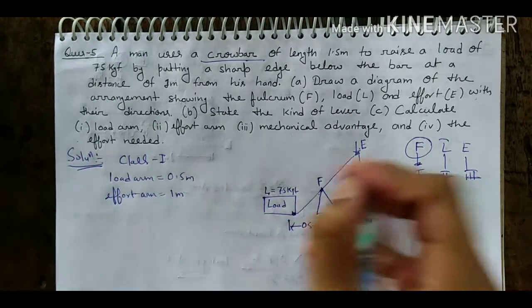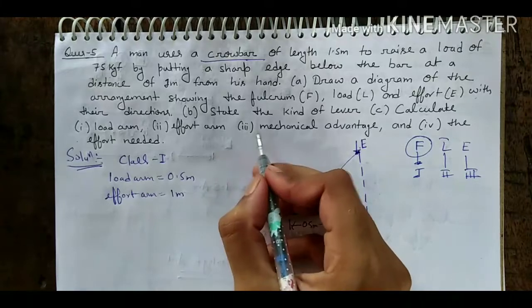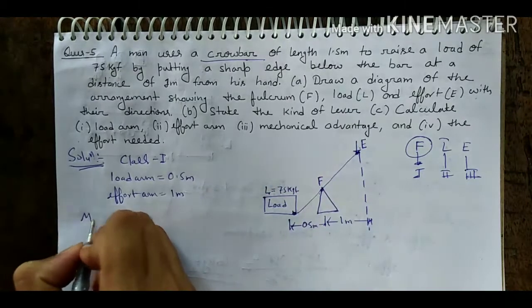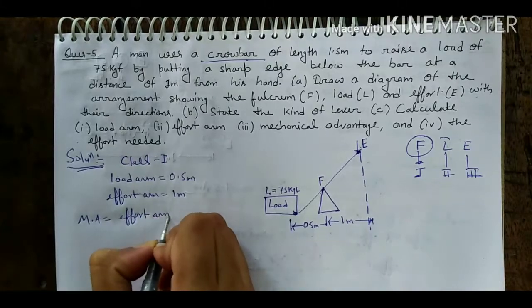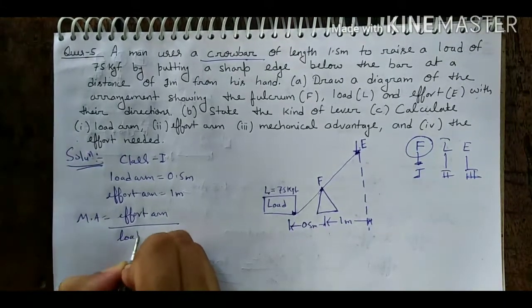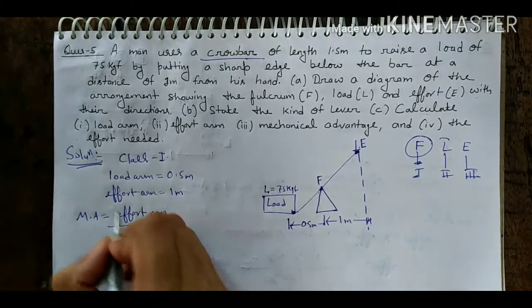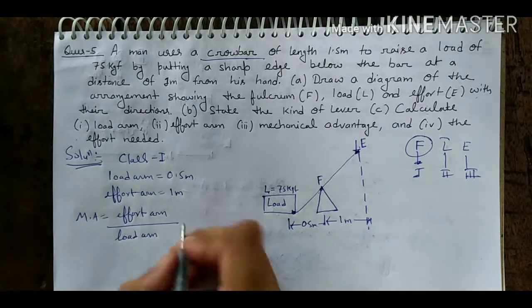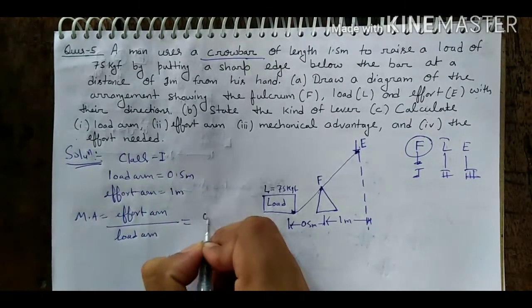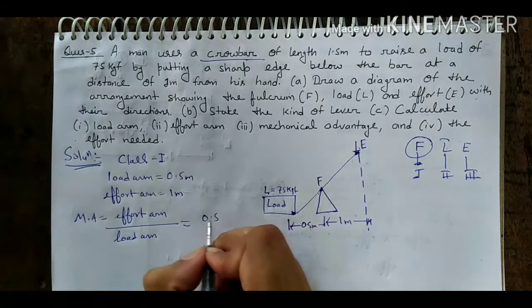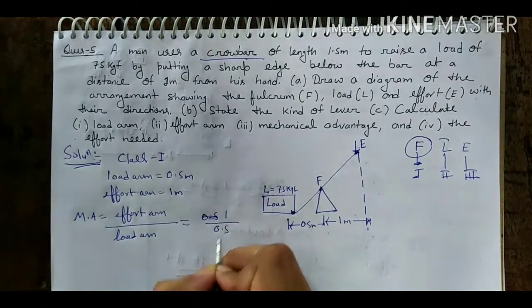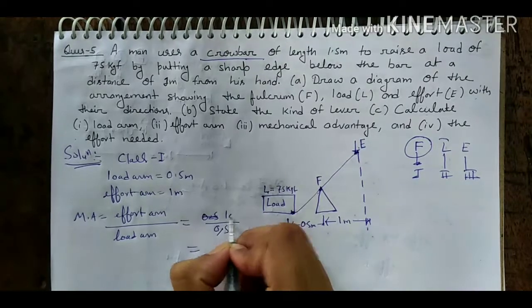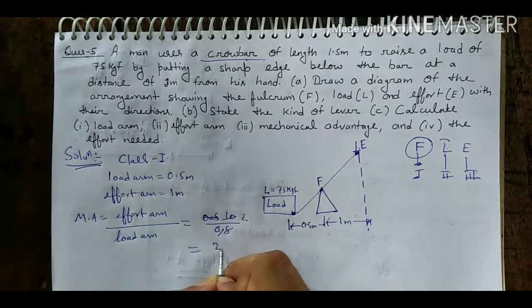Okay. And the third question, mechanical advantage. Mechanical advantage means effort arm upon load arm. This is the mechanical advantage of any lever. This formula is only for levers. Effort arm is given as 1 meter and load arm is given as 0.5. After solving, we get 1 by 0.5, which equals 2.